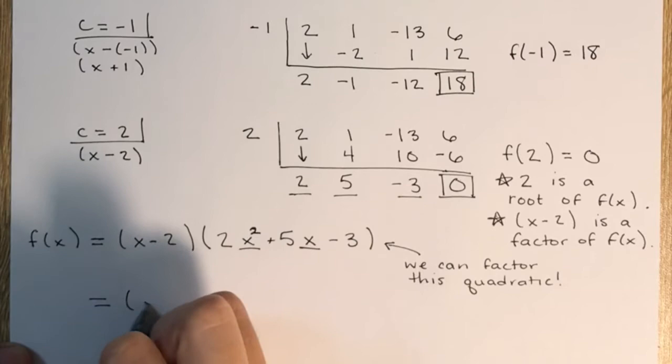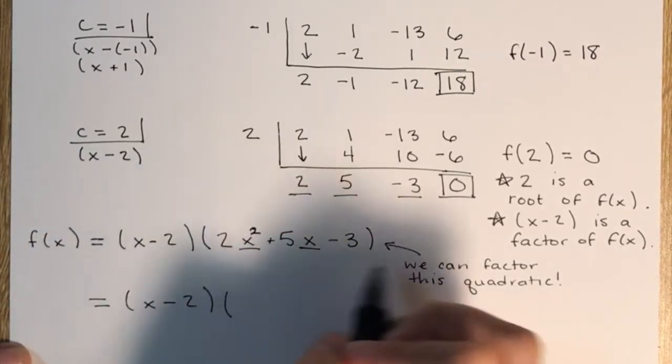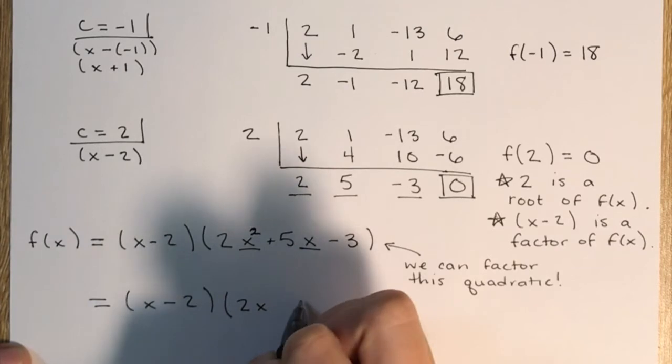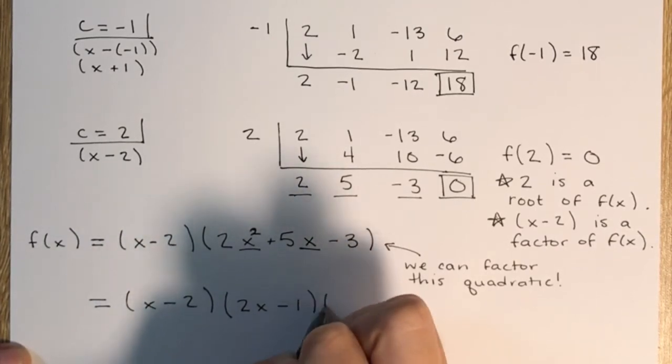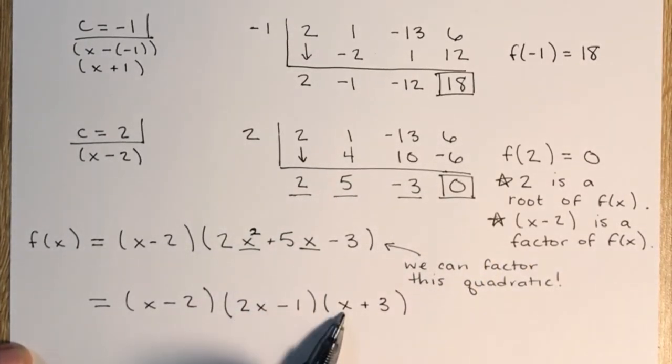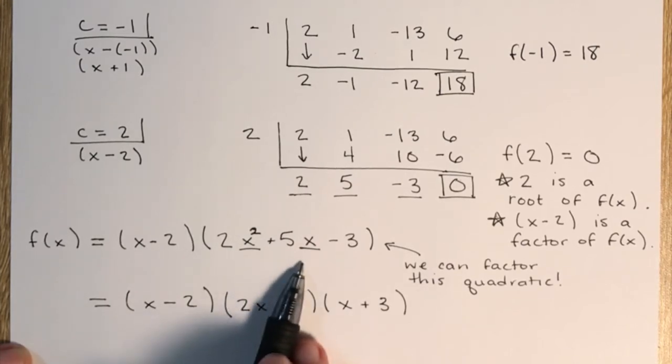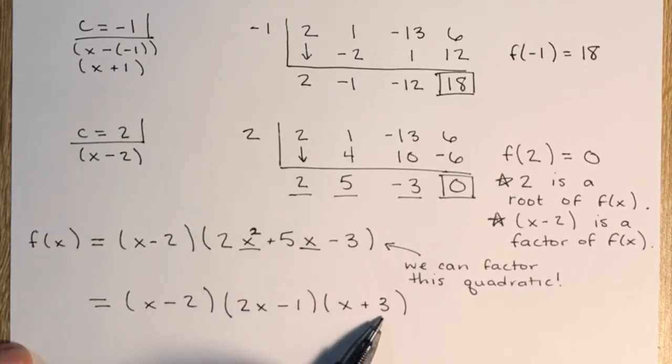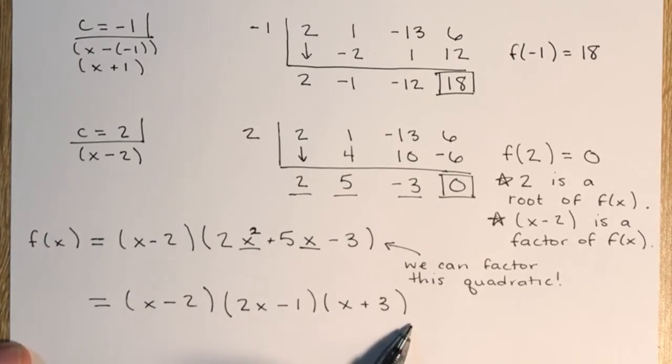Of course, we can bring down the x minus 2. And then this quadratic factors into 2x minus 1 times x plus 3. Right? If I multiply 2x times x, I get 2x squared. If I add 2x times 3, which is 6x, to -1 times x, which is -x, I get 5x. And if I multiply -1 times 3, I get -3. So I can actually factor this entire polynomial into these 3 factors here.